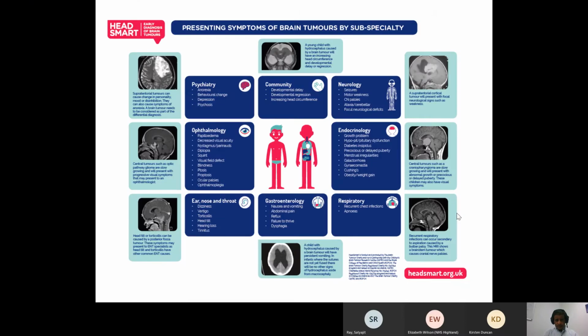This is another poster from them showing that children with brain tumors don't often go to neurosurgeons or oncologists. They often go to varied specialties like psychiatry, ophthalmology, ENT, gastroenterology, respiratory, endocrine, maybe in the community, neurology. So it's a very varied presentation. Because the symptoms are so many different things that can happen, it's difficult to recognize by one specialty. So everybody needs to be aware of brain tumor symptoms and how to recognize them in children.